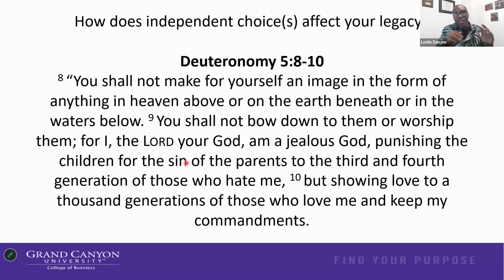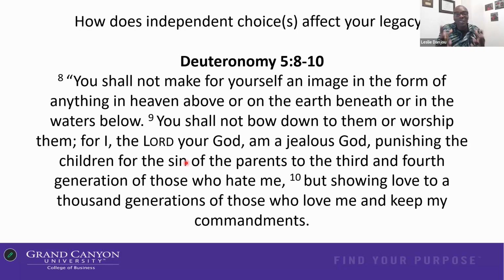three to four generations. Now, if you look at something in the ocean, let's say to you a shark is the biggest and baddest thing, and you decide to make an image of a shark and worship that shark, God is saying that is going to affect your kids for three to four generations. So here's my question to you: why would you worship something that God has created as opposed to worshiping the creator of that thing?